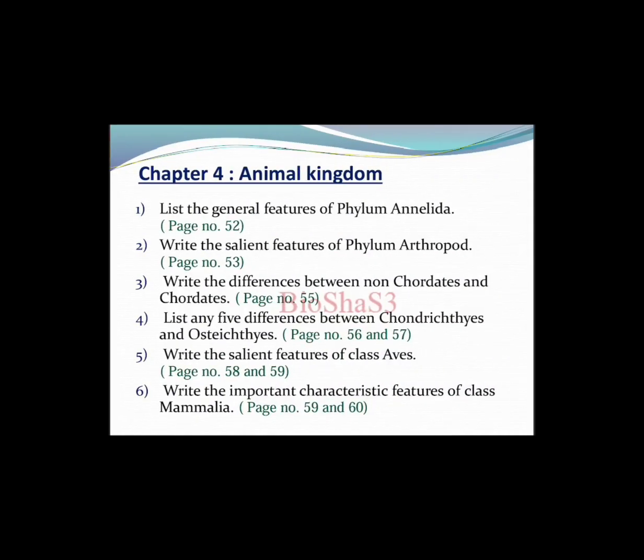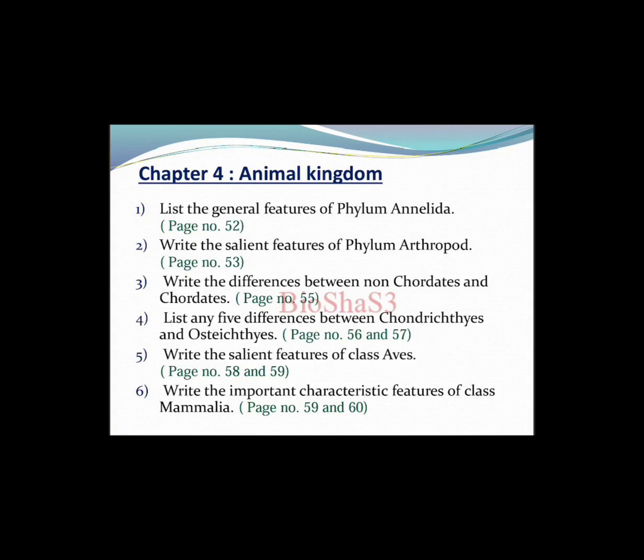From chapter 4, Animal Kingdom, the first question is: list the general features of phylum Annelida. These are 5 mark questions where you have to write a minimum of 5 points. See the number of points they have asked you to list. If they have not given a number, you have to write 10 points. You should also give some examples.